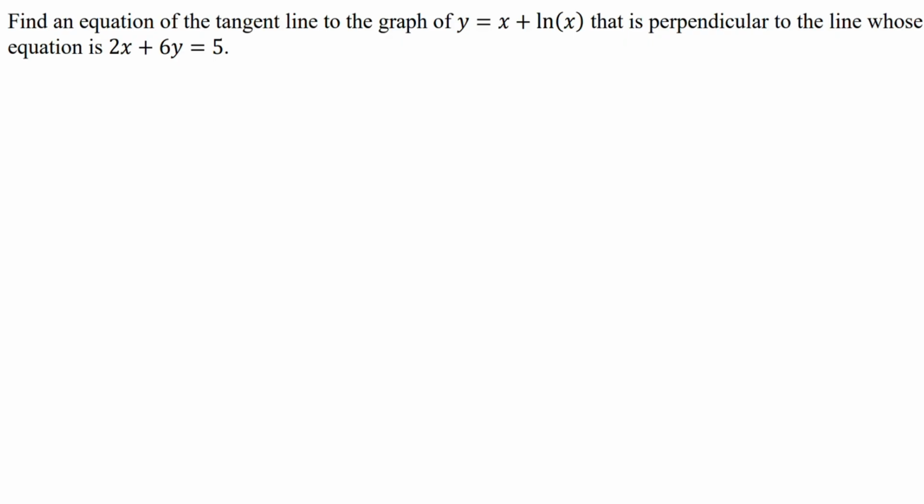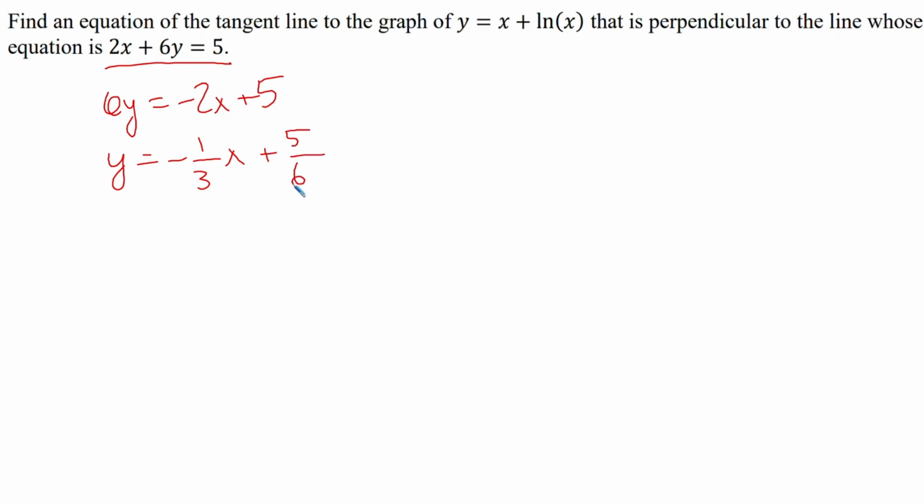All right, for our next one, we want the equation of the tangent line to the graph of x plus ln x that's perpendicular to the line with that equation. So first off, let's figure out what the slope of this line is. We can put that into slope-intercept form, where we can say 6y is equal to negative 2x plus 5, or y is equal to negative 1/3 x plus 5/6. And so a perpendicular slope here would be m is equal to positive 3. We take the opposite reciprocal.